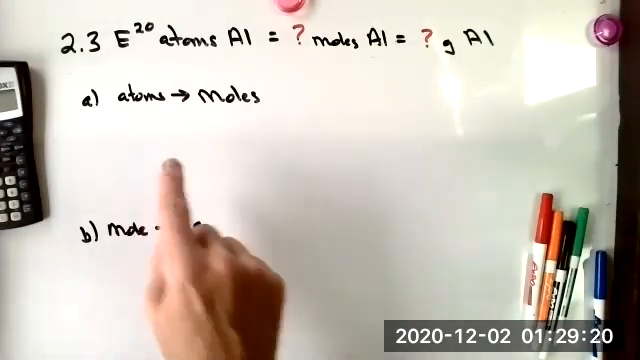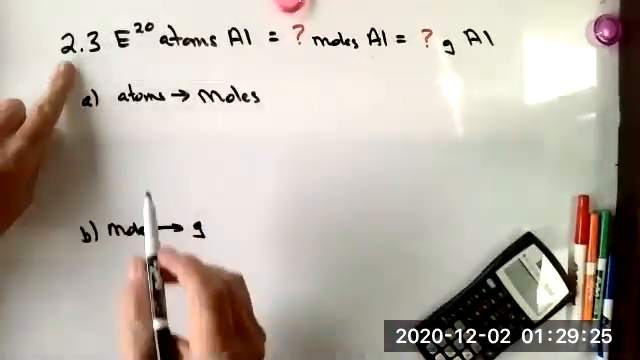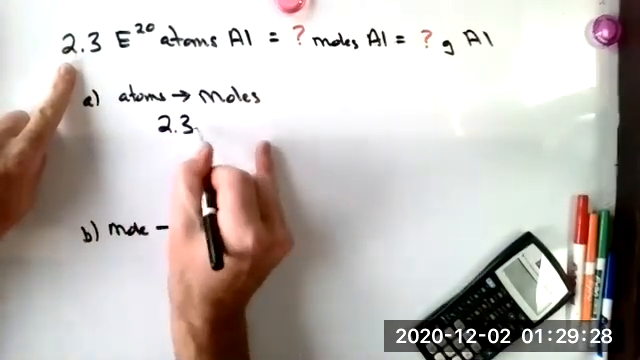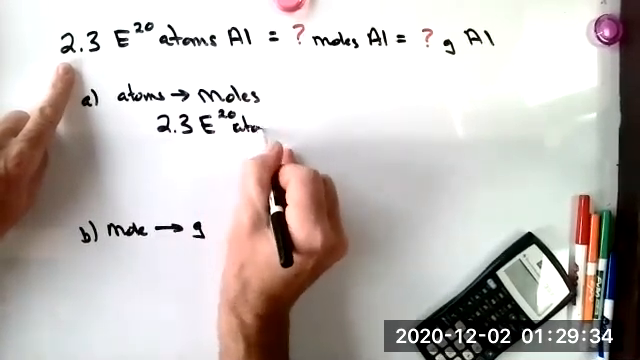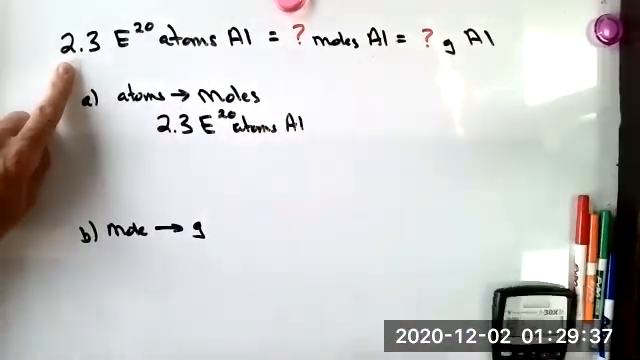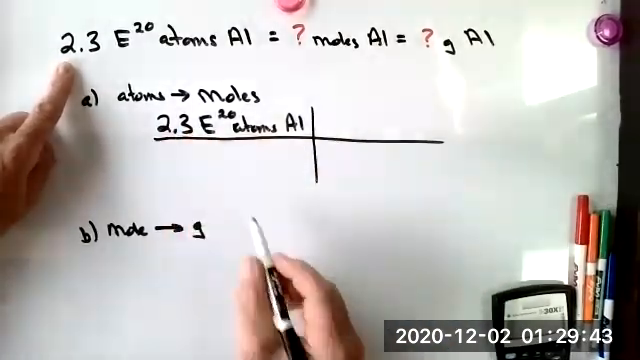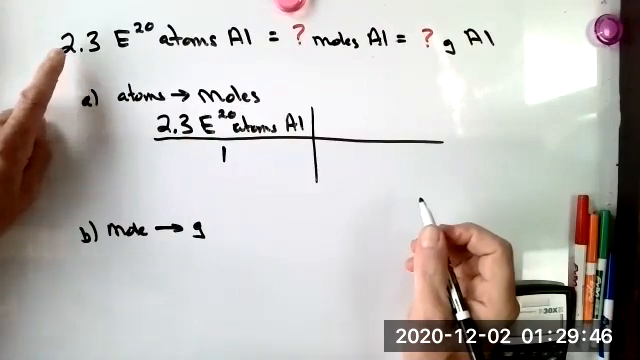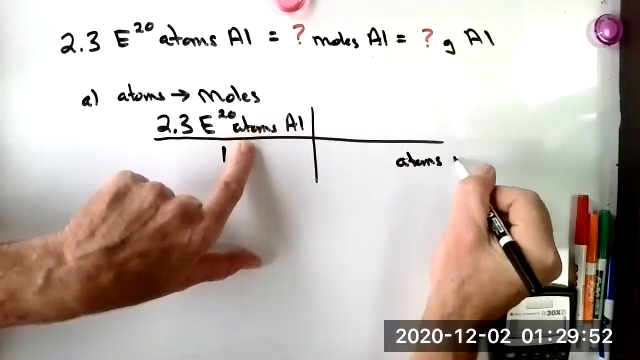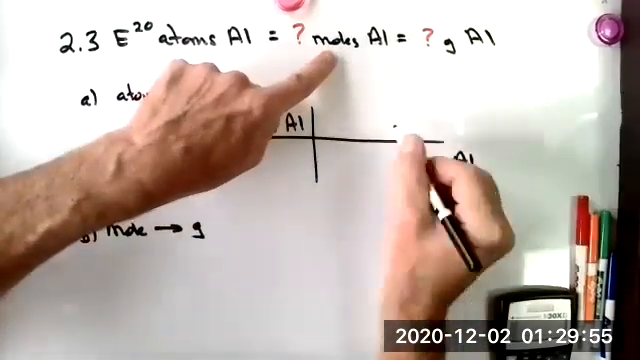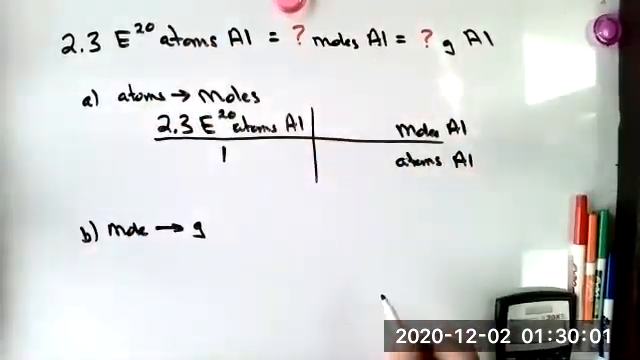All right, I'm going to start here on A. I know I've got to build the bridge. I'm always going to take what they give me and start the bridge. So I'm going to start it this way. I'm going to take this 2.3 e 20th atoms, and I want aluminum this time. There's step 1 of my bridge. Step 2 of my bridge, I deal with the units. Hey, atoms has got to go down here so it cancels. And I want moles, so I'll put moles here. And it's aluminum. That's my step 2.